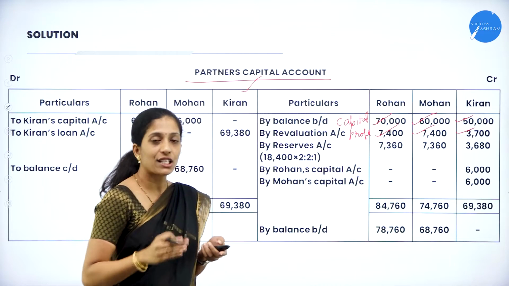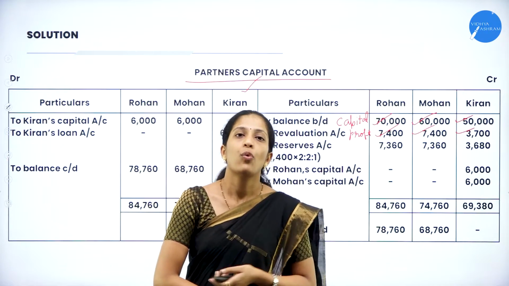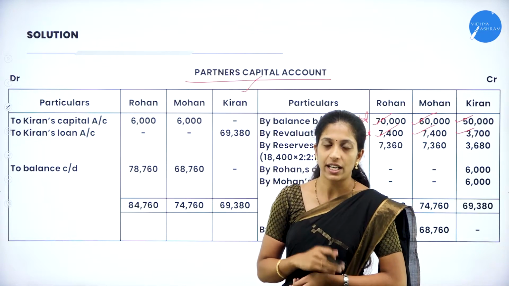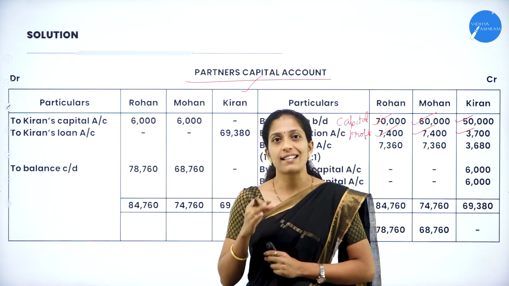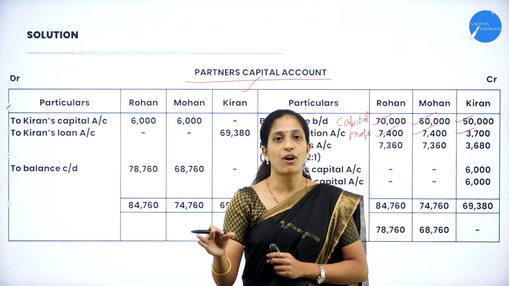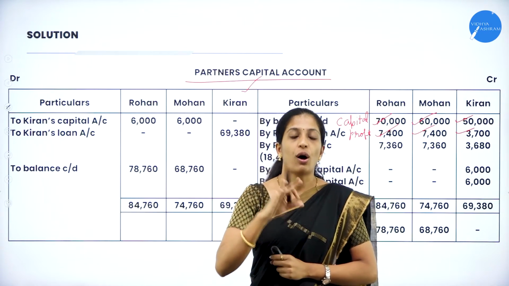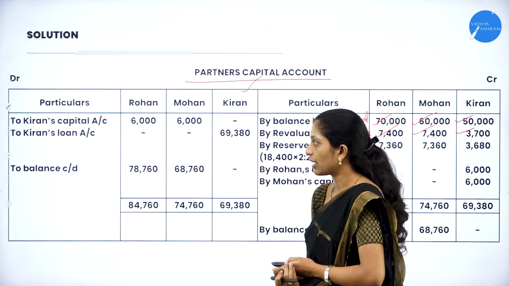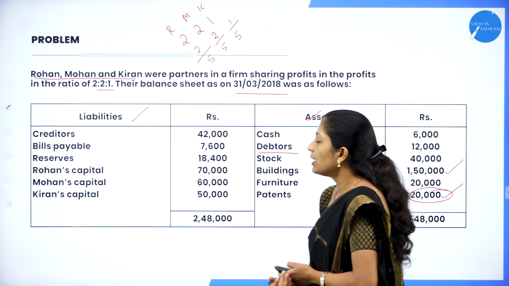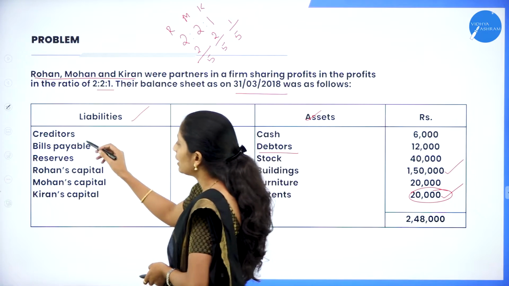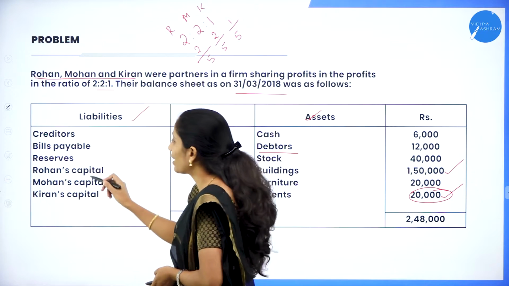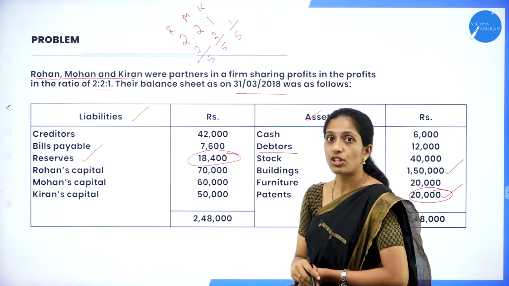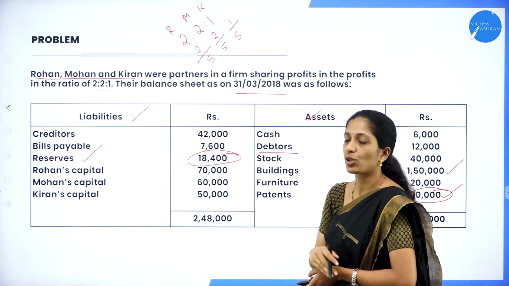Next, as usual, you will see in your balance sheet whether there is any reserve, profit and loss account or any other fund. If you find any such reserve, fund as well as profit and loss account, you will transfer it to all the partners in their profit sharing ratio, that is, the old profit sharing ratio. Now go through the balance sheet here. On the liability side we have creditors, bills payable, reserve. So here there is a reserve. So we have to transfer this 18,400 in which ratio? That is in 2:2:1 ratio.